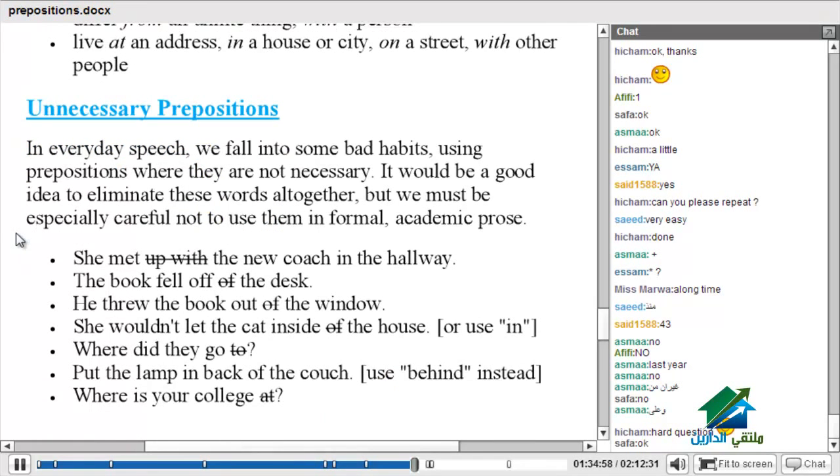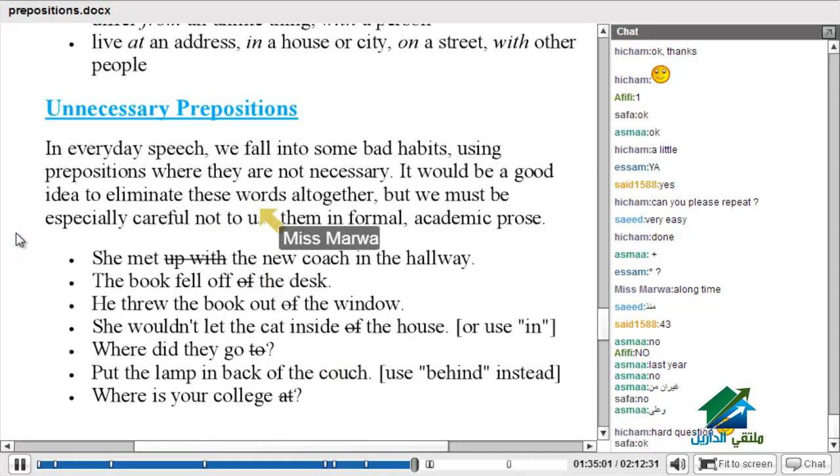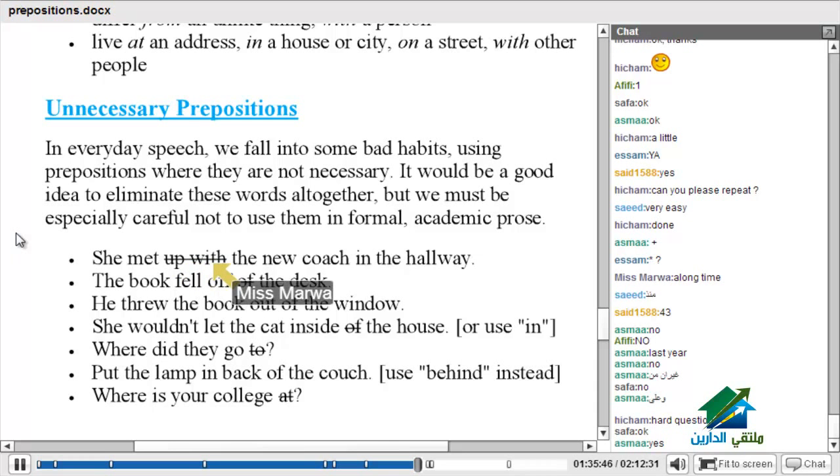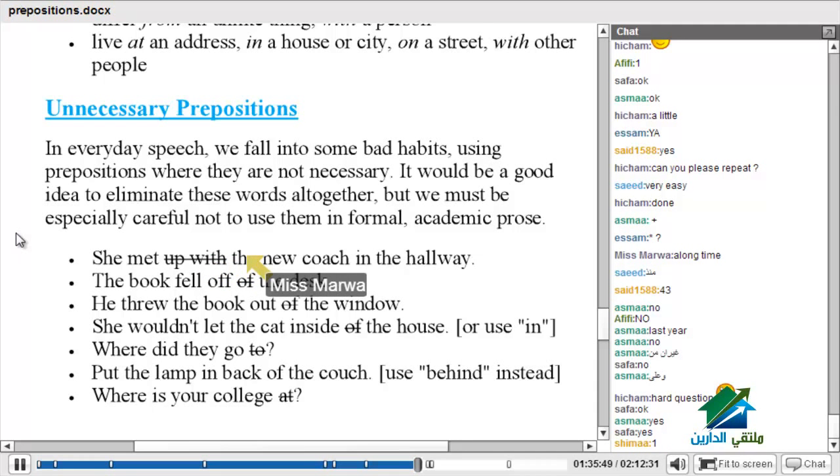Now, here we are speaking about certain conditions where we don't need prepositions, okay? In everyday speech, we fall into some bad habits using prepositions where they are not necessary. It will be a good idea to eliminate these words altogether, but we must be especially careful not to use them in formal academic prose. For example, she met up with the new coach in the hallway. We don't need up. Why? It's useless. She met the new coach in the hallway. Is the meaning clear or not? Without this preposition, the meaning is clear, so we don't need it.